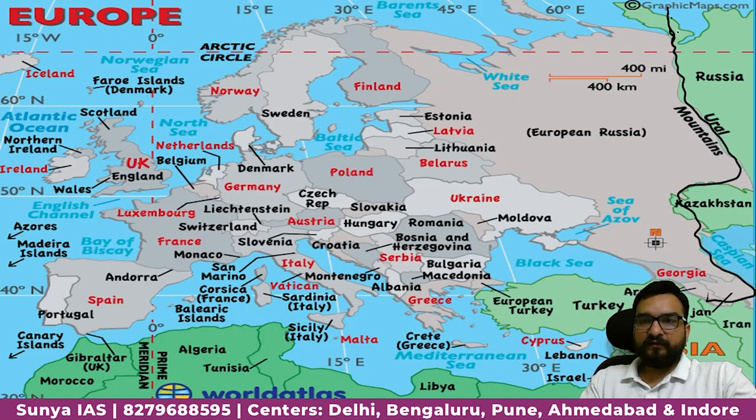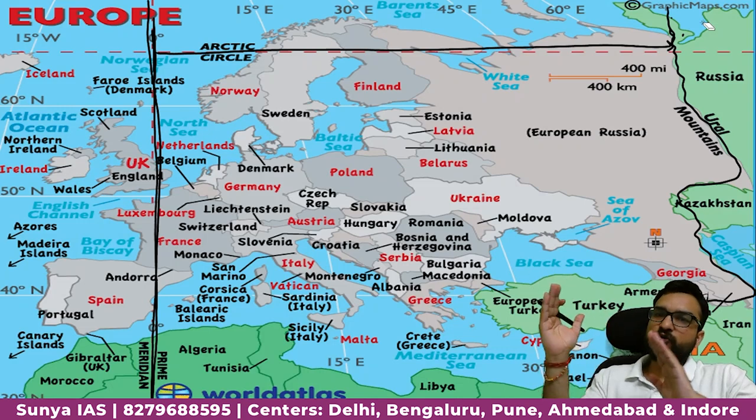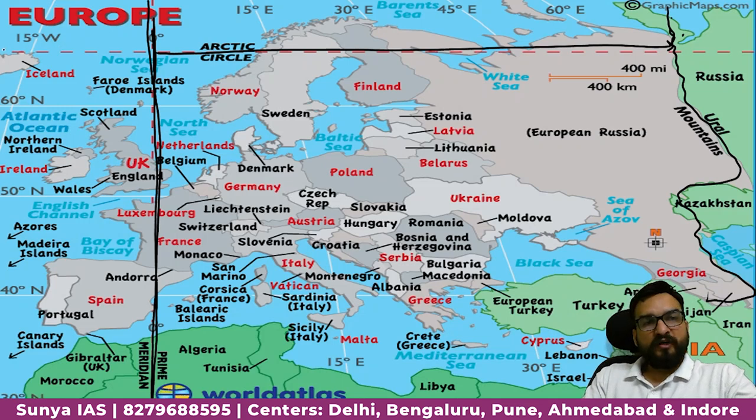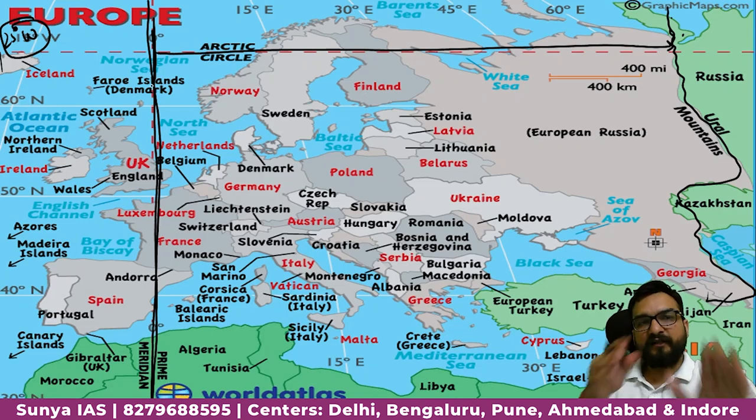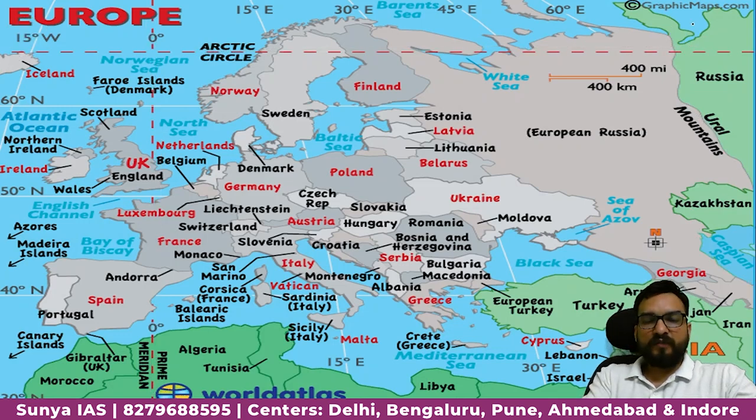Just understand that 0 degree is passing over here. Can you see this line, 0 degree? The prime meridian is passing from here. So the expansion from here to here, you can see, is somewhere around 65 degree east, guys. The easternmost point is 65 degree east, and the westernmost point is 25 degree west, over here. So you can easily write that from 25 degree west to 65 degree east, guys. Right?